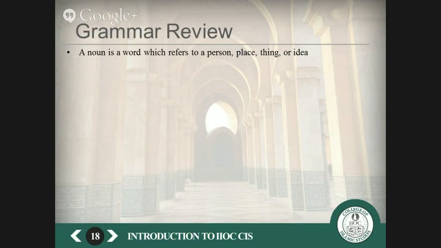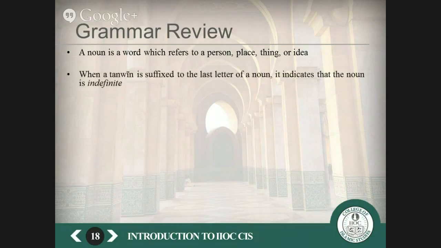Nahr is a noun. All of these things are nouns. So we learn all of these nouns in this section. We only learn nouns. We didn't learn anything else. When a tanween is suffixed to the last letter of a noun, it indicates that the noun is indefinite. So when you say kitab, it means book. When you say kitabun, a book.